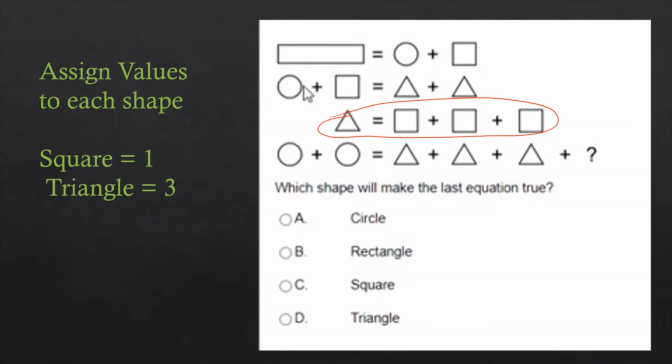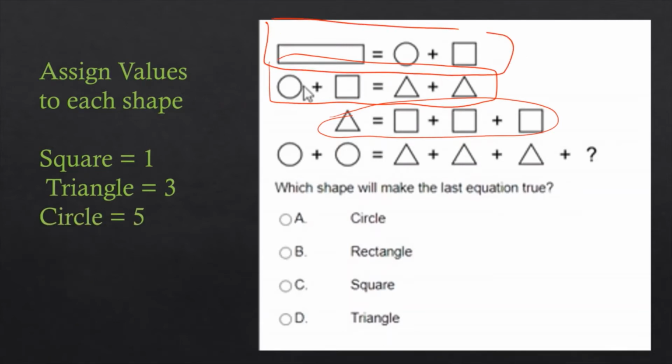Then I can look at another shape which can be used to find value of another shape. For example, I can look at a circle. In this shape, I know there is a circle, triangle, and a square. So I can do triangle minus square, which will be 6 minus 1, 5. That would make square 5. And then finally, looking at the rectangle, I can say rectangle is equal to circle plus the square, so that would be 5 plus 1, so a rectangle would be 6.